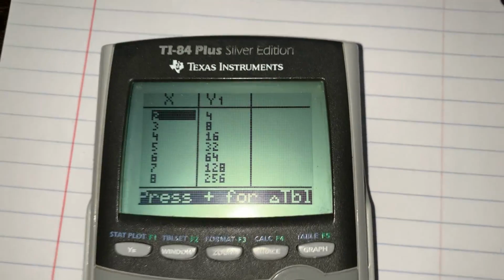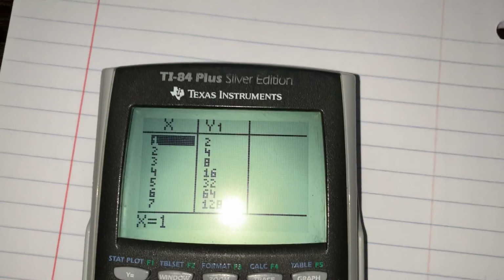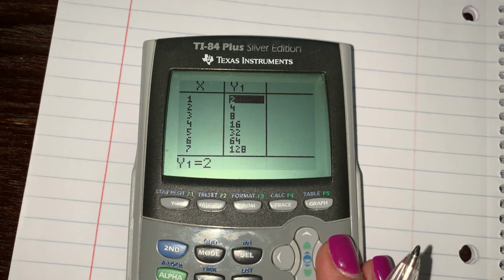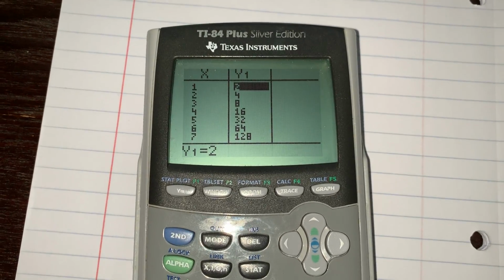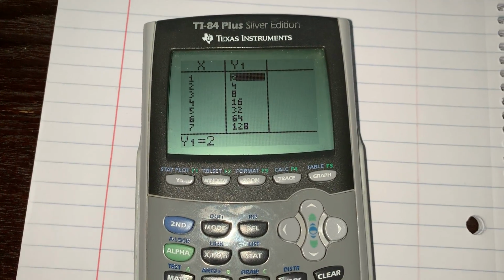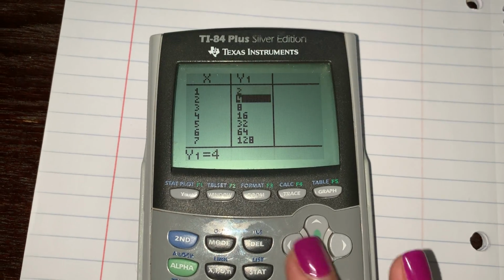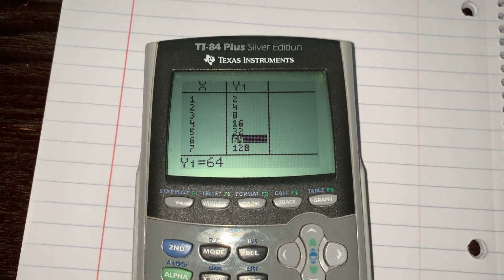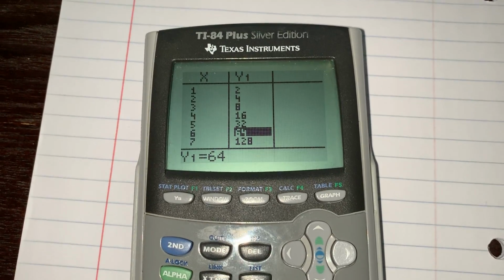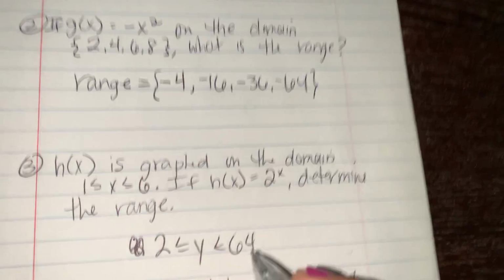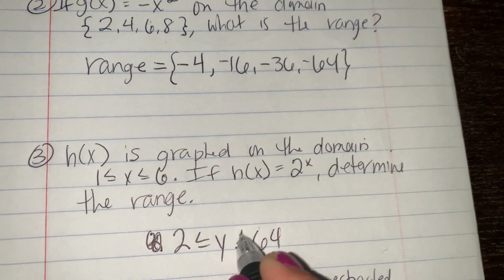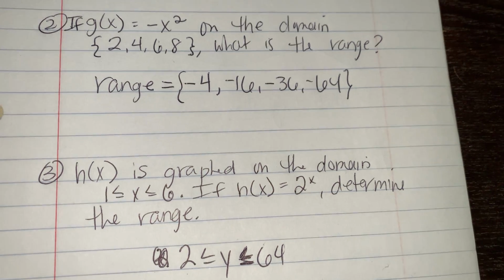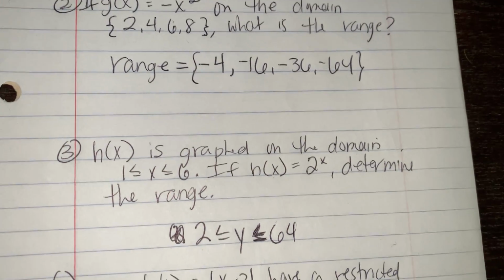Now we're going from 1 to 6, so I have to scroll up a little bit here. So now I can see that the first value in my range is going to be 2. And then if I go down to where x is 6, I have a range value of 64. So that means if I come over here, I can see and write my interval that 2 is less than or equal to y is less than or equal to 64 would be my range for this exponential function.